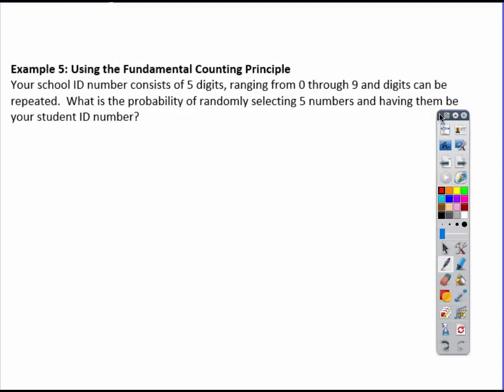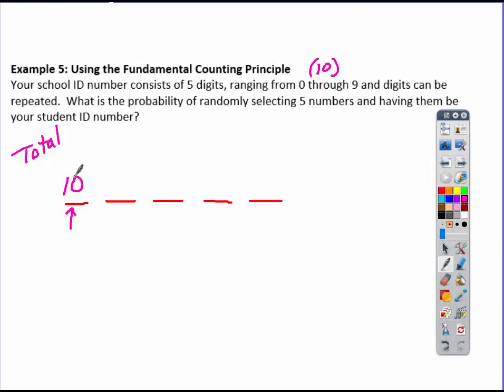So this is just like your student lunch line number, right? 5 digits going from 0 to 9. We want to find the probability of randomly selecting 5 numbers from a hat and having it be your ID number. So I have 5 numbers total that I'm working with. And I want to find out first how many total ways I can actually select those numbers. So I'm looking here first at the total. I go through and say, well, the numbers can be repeated. So here in this first place, I have the numbers 0 to 9, which is essentially the same as 10 digits. So I have 10 numbers that are possible for the first place.